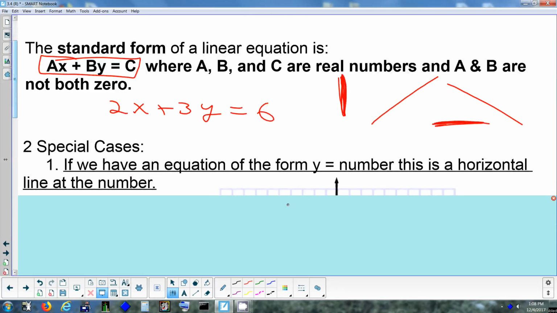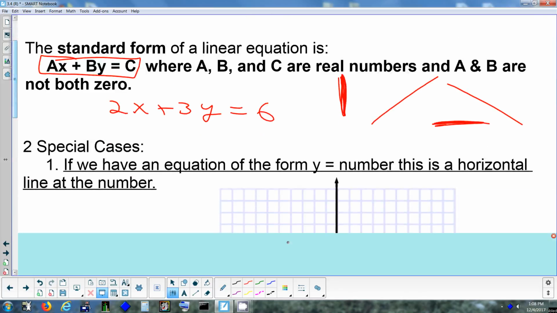If you have an equation that is y equals a number, that is a horizontal line. Y equals a number. Will, can you give me a number? Any number? 67. So if you had y equals 67, it says y equals right there, horizontal line. Where would the horizontal line be? In this case, it would be at 67. Way, way up.